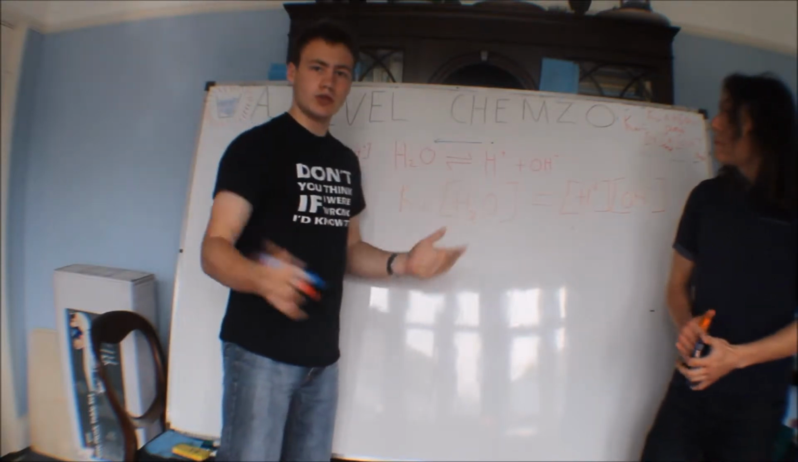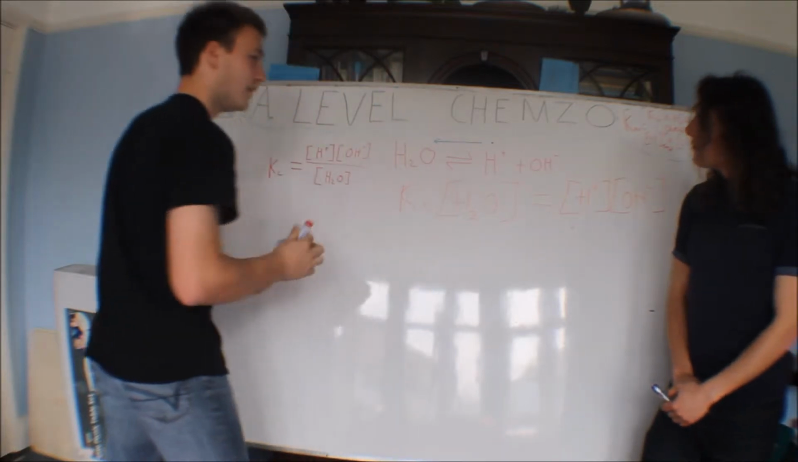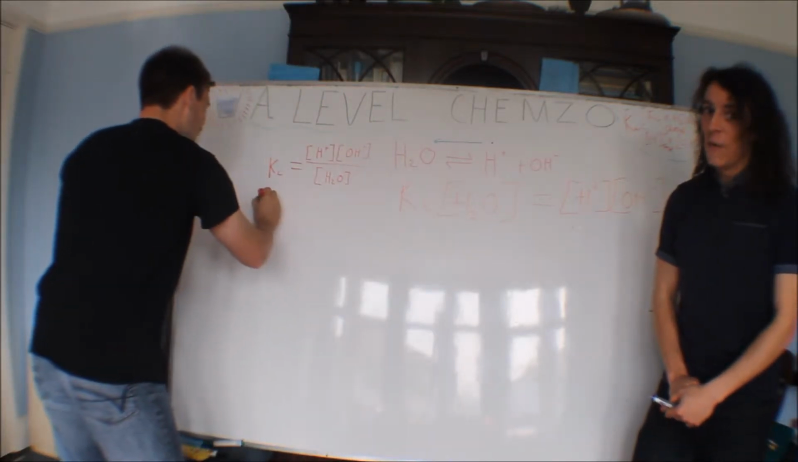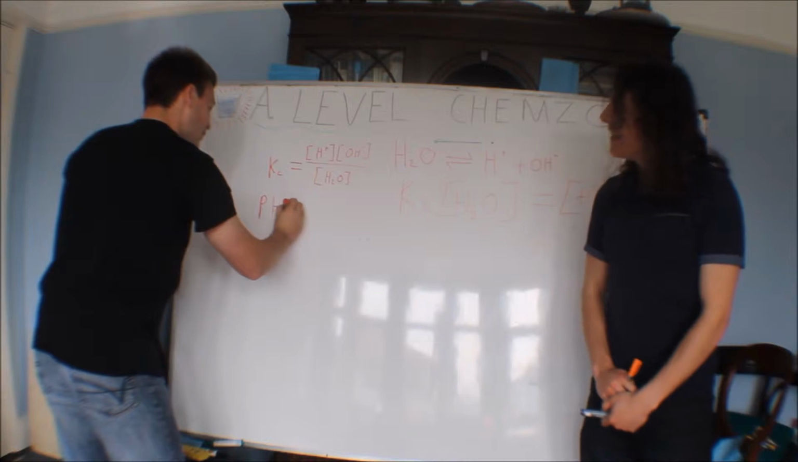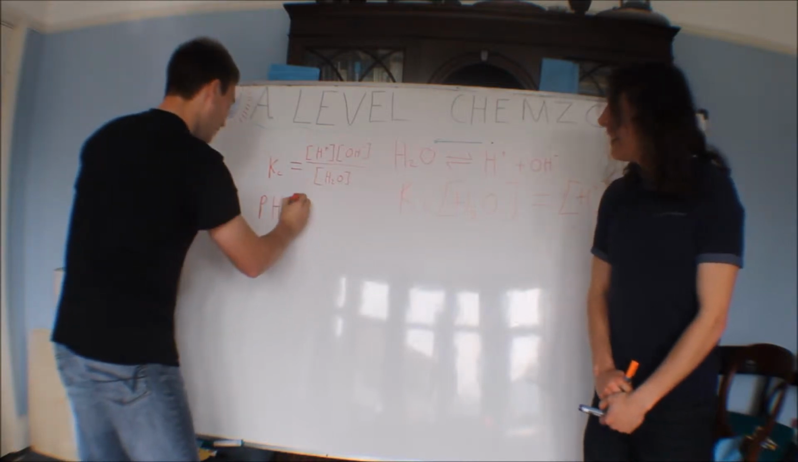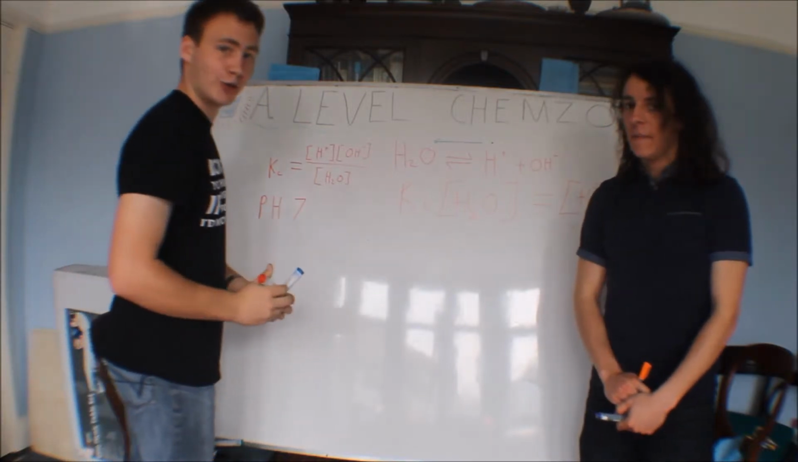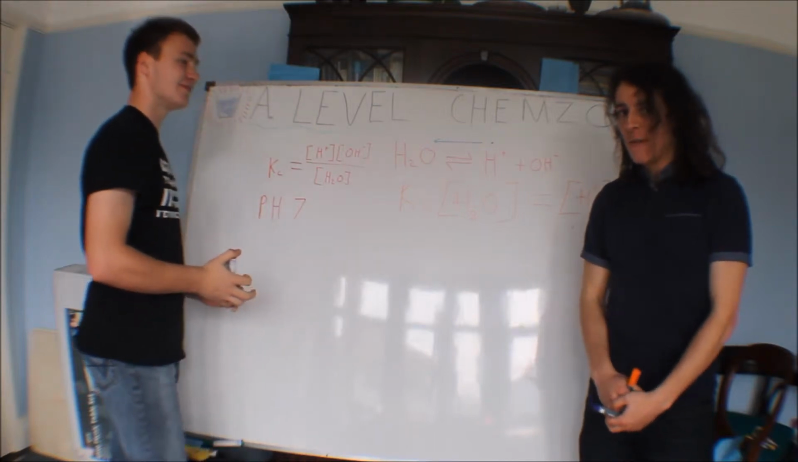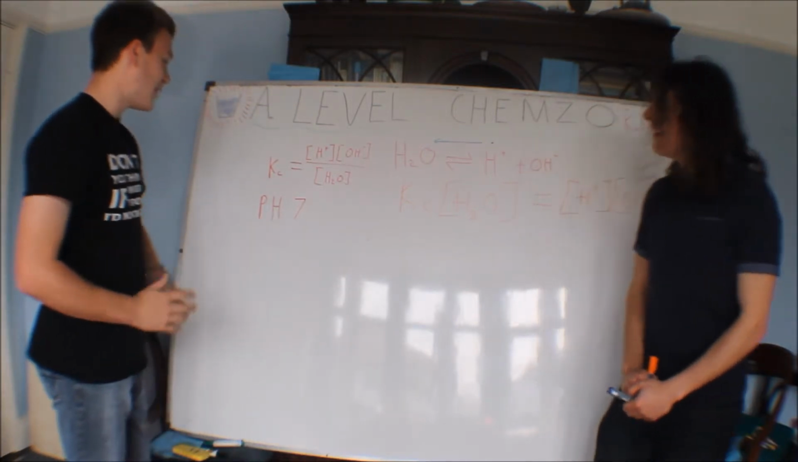But we know that normal neutral water has a pH of 7. I'm saying lots of weird things and repeating it, but it's going to be clear why in a minute. So it's got a pH of 7, our normal neutral water.